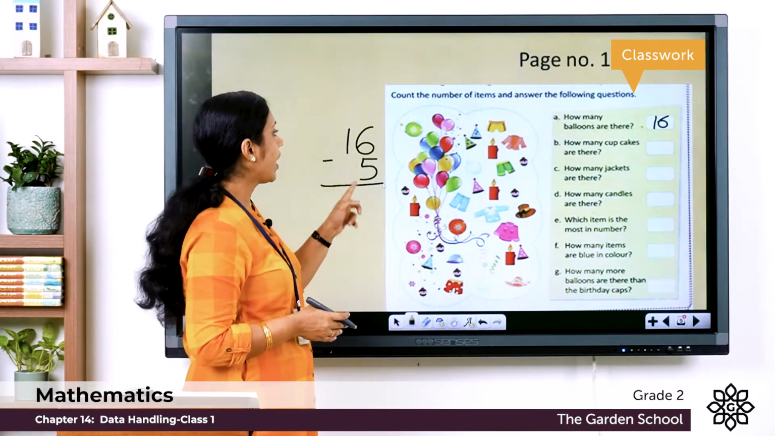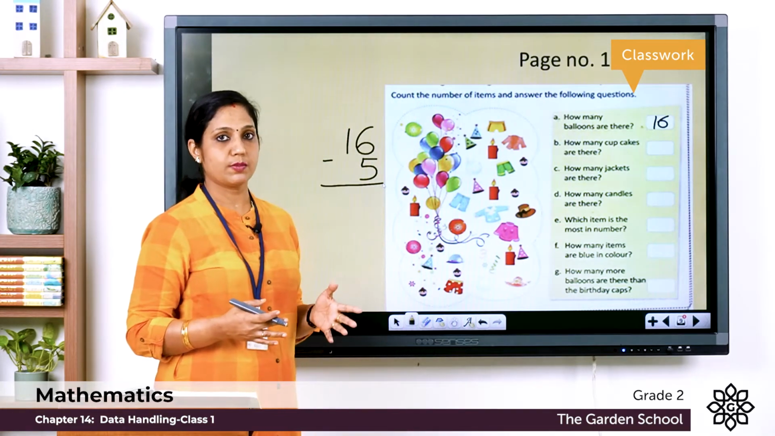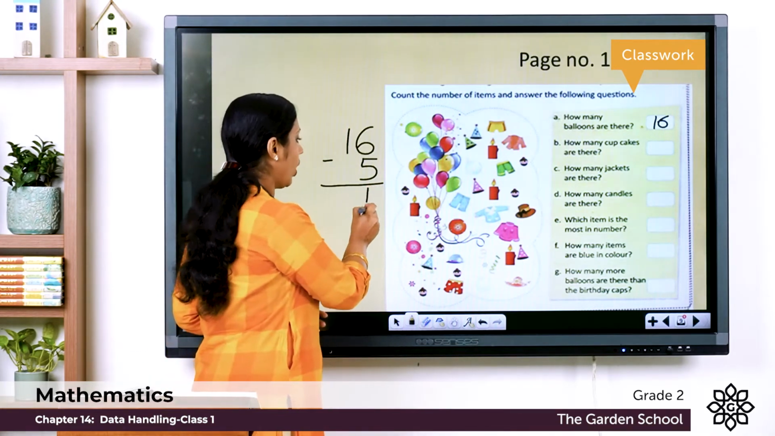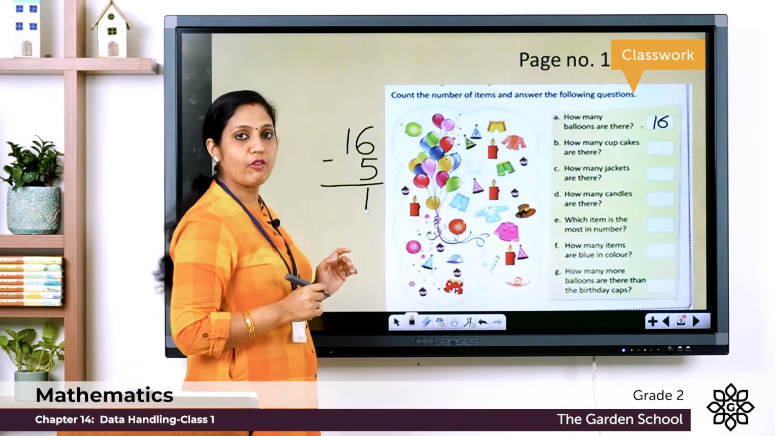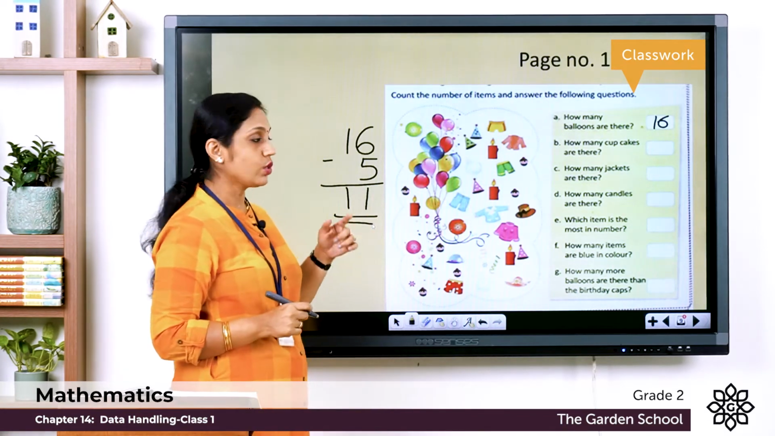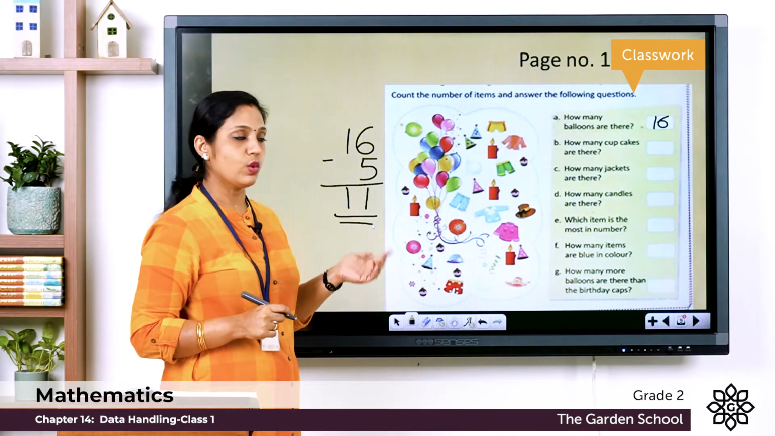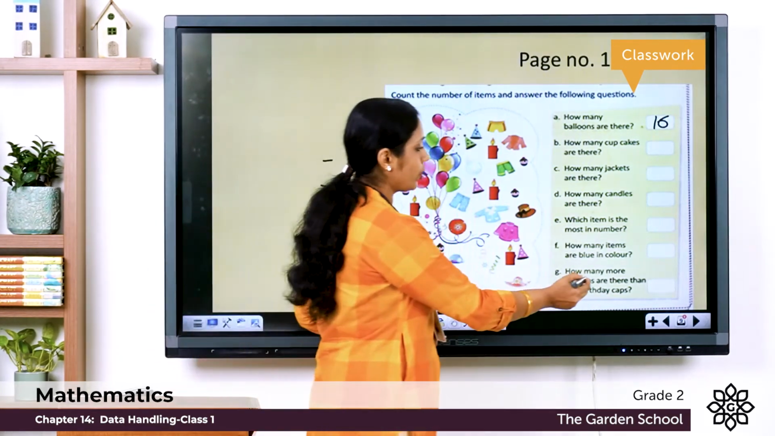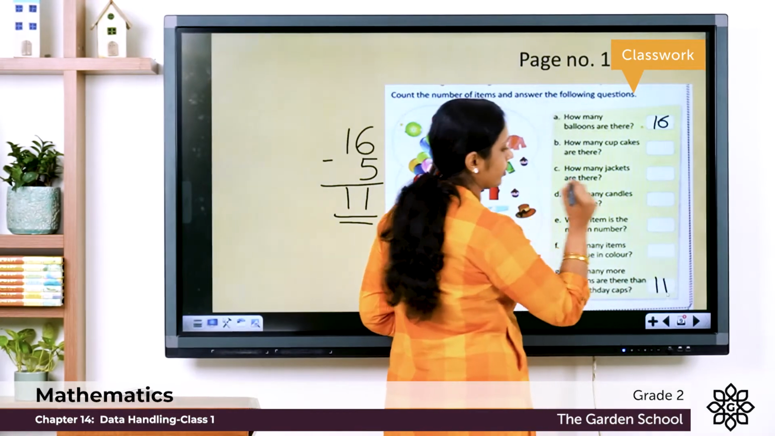First let's subtract 6 minus 5. How much is 6 minus 5? It is 1. And then in the tens place we have 1. That also we can write along with the answer, and we get the answer 11. So there are 11 more balloons than the birthday caps. We can write the number 11 here.